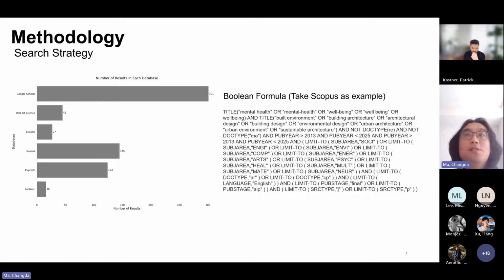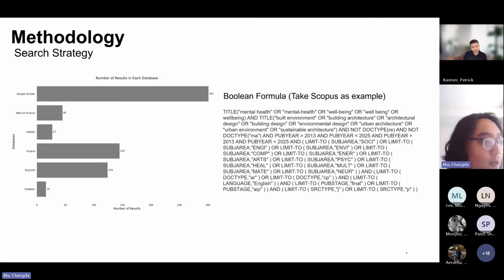As for the search strategies, we mainly use 6 databases. For Google Scholar, we have 301 results. Web of Science 45, Scopus 100, 545, PsycINFO 124, PubMed 16.